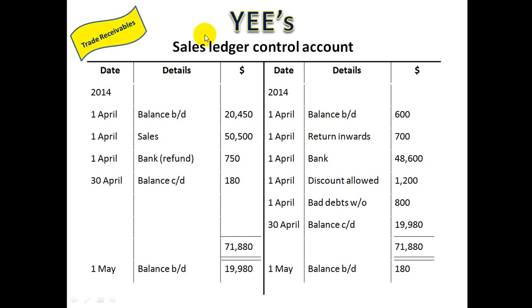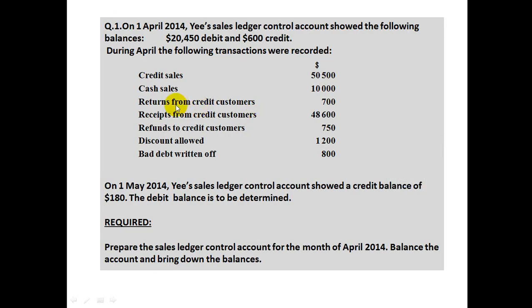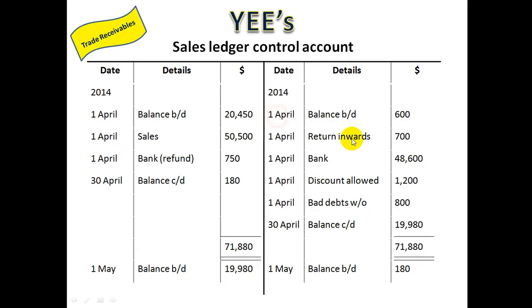We will be preparing the Ye sales ledger control account, which could also be termed as the trade receivable account. Debit balance and credit balance will be entered. Credit sales are entered. The amount which is returned by the customer in the form of goods is also decreasing the credit control account. Let's see more transactions. Received from credit customer. This will also be recorded in the credit side. We are receiving money in bank and this received from customer is decreasing our trade receivable account.